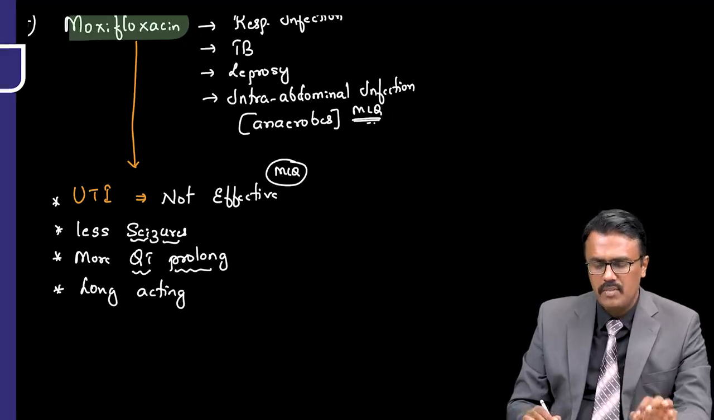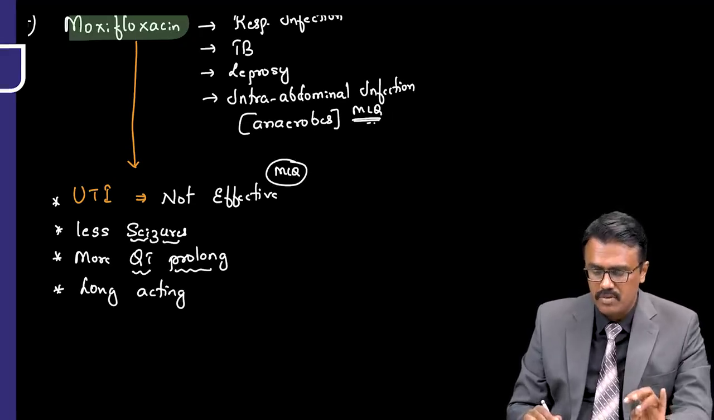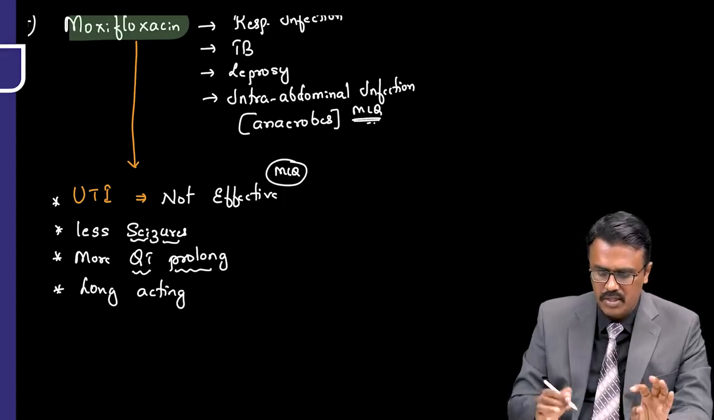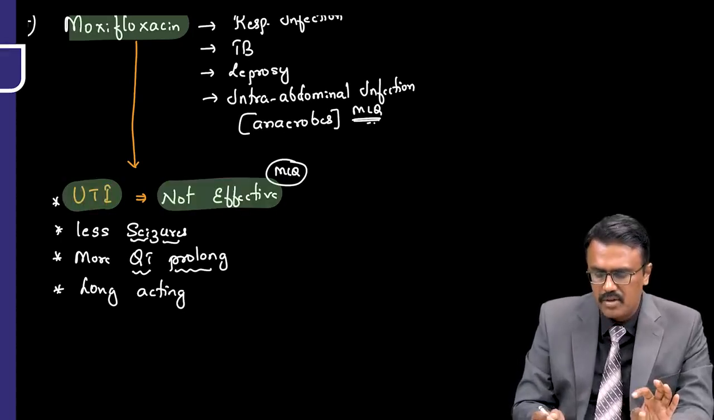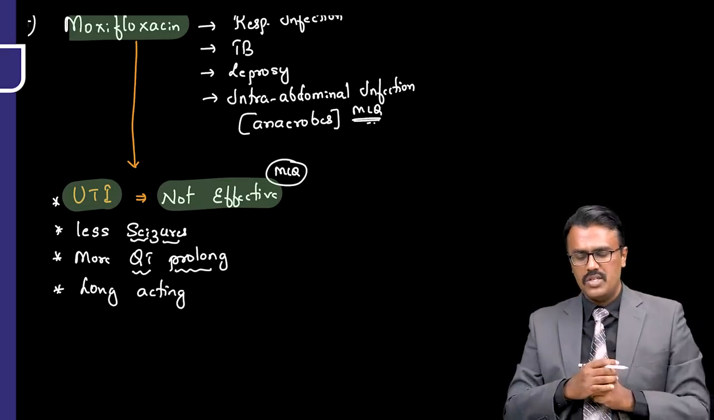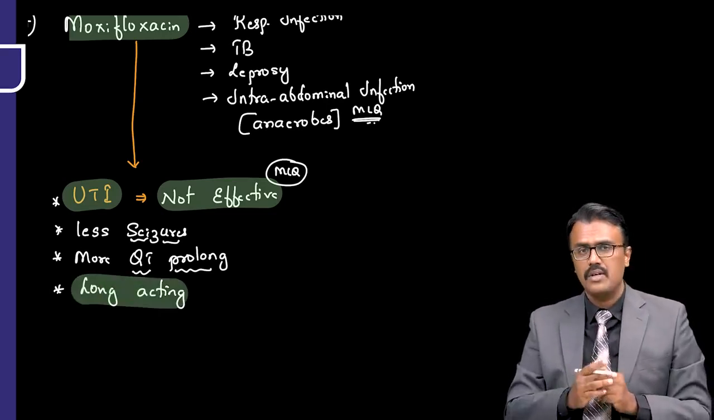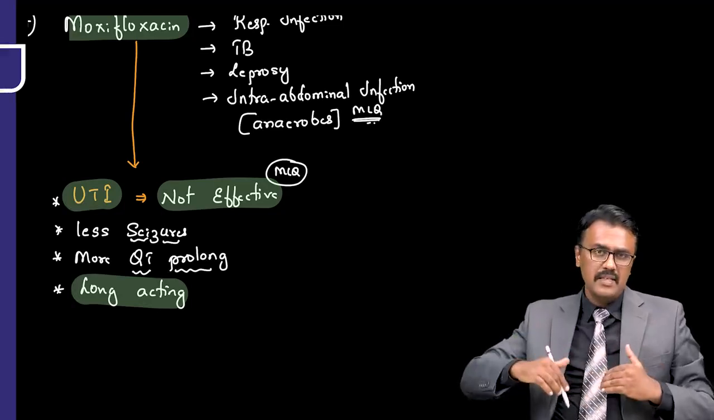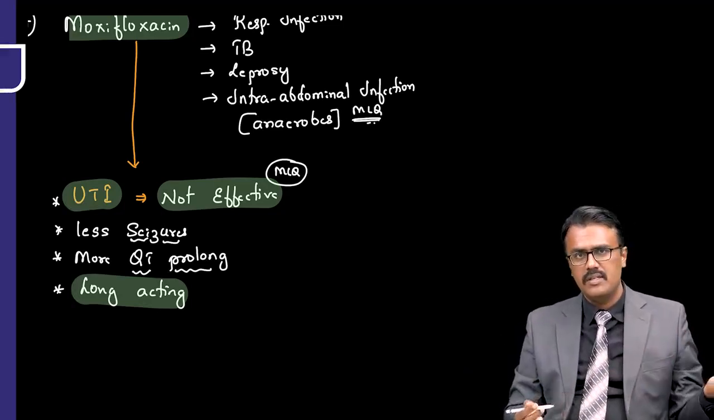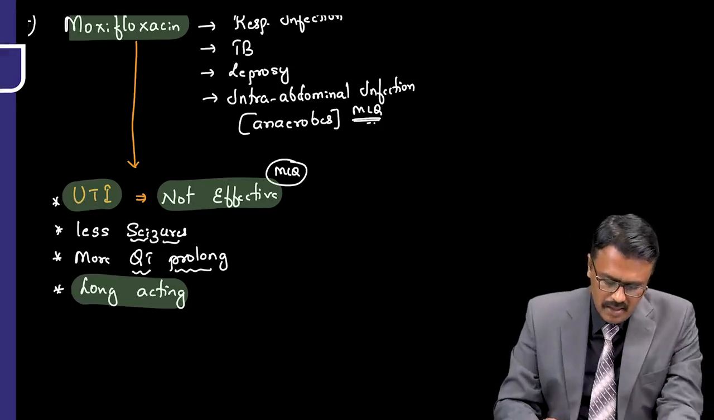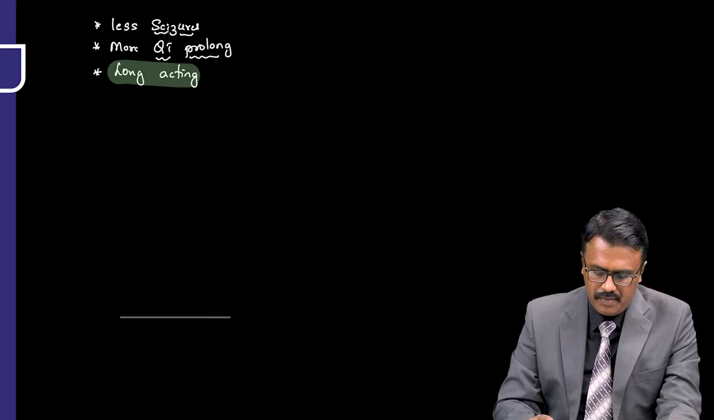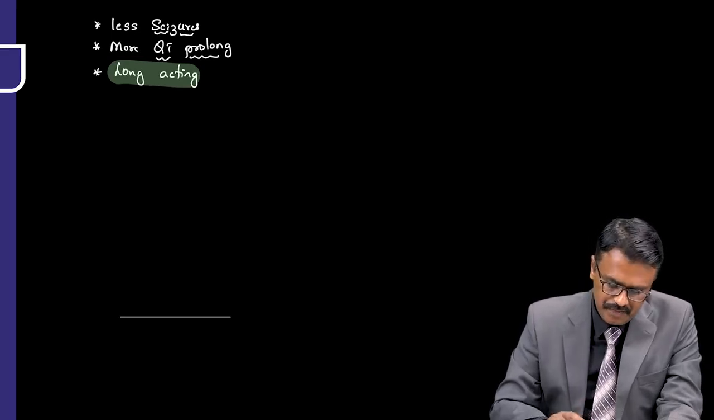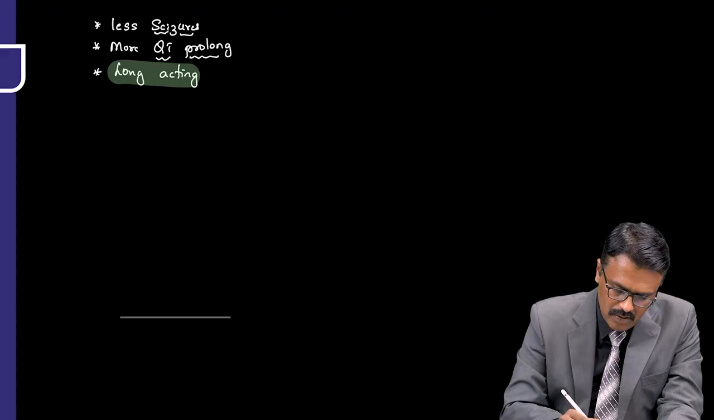So it can be used in TB, leprosy, and it covers anaerobes, very important, respiratory infections. UTI, never, not at all effective. What is the advantage? Pharmacokinetic advantage, longer acting, but adverse effect, QT prolongation is seen, seizures are less, while with ofloxacin, seizures are more. So once we know this, the next, fifth drug is called gatifloxacin.